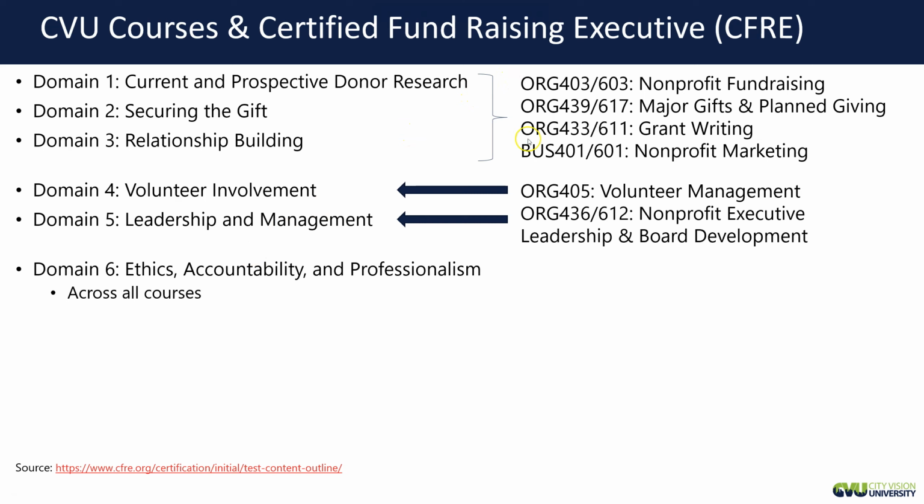Really, four of our courses all relate to the first three domains. That's current and prospective donor research, securing the gift, and relationship building. It varies based on what stage you're going through and who you're targeting. Nonprofit fundraising covers these comprehensively in an organization, whereas nonprofit marketing is really about that initial relationship. Major gifts and planned giving is going deeper with your higher gift donors. And grant writing is usually for institutional donors.